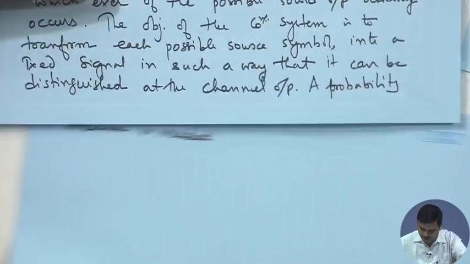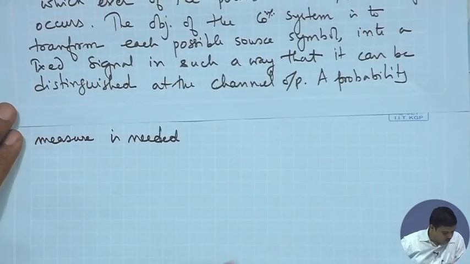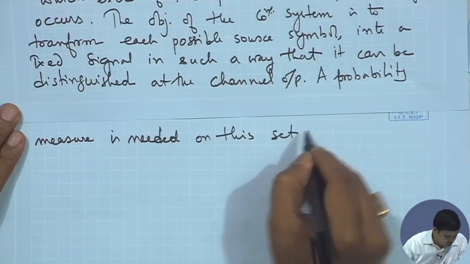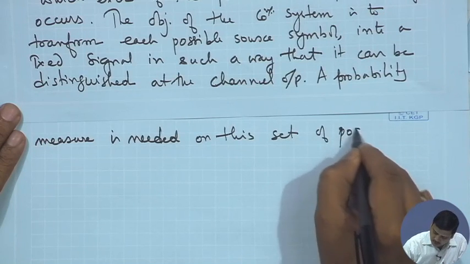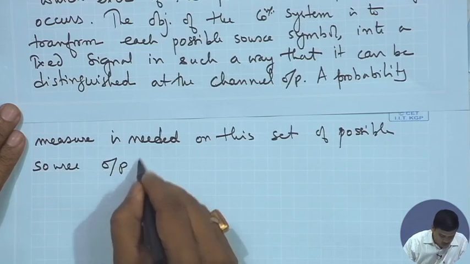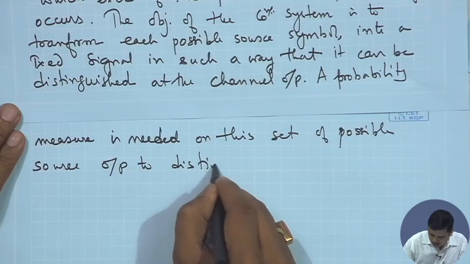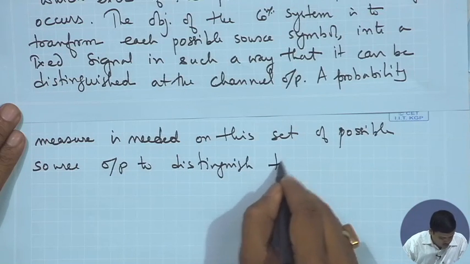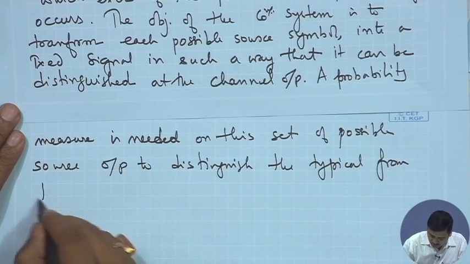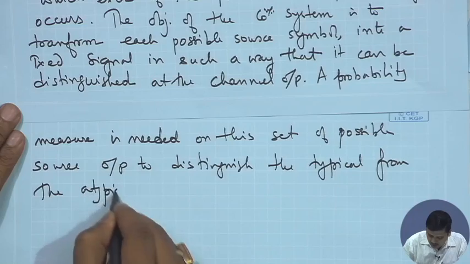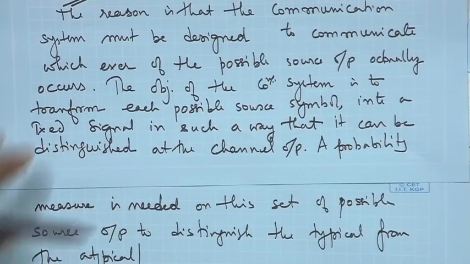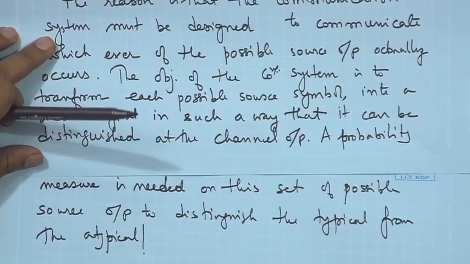I would rather place it like this: a probability measure is needed on this set of possible source output to distinguish the typical from the atypical. Now, this might be a bit cryptic, so let us go through it, and this will finally converge to what we have already said.